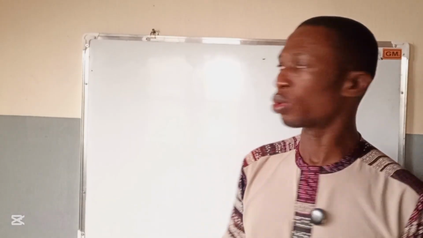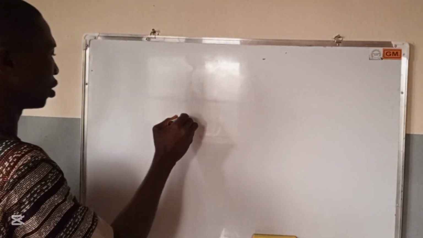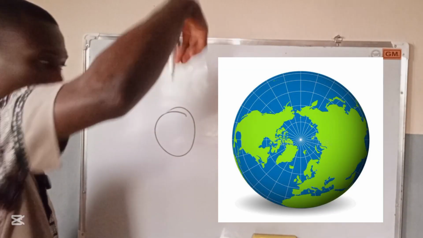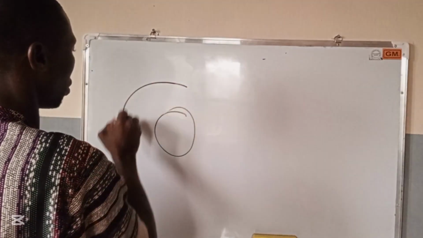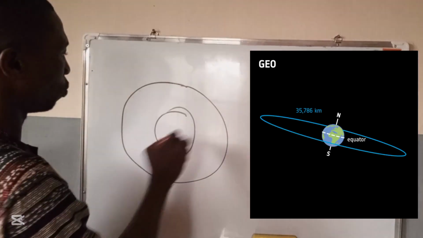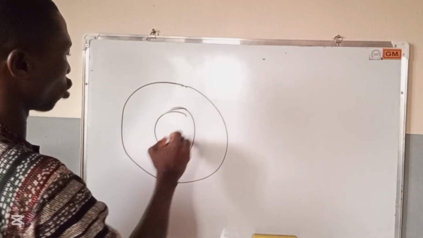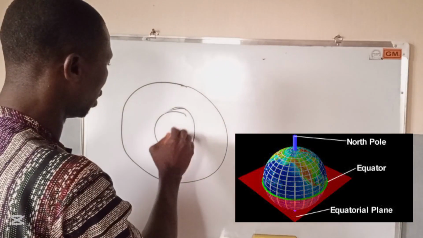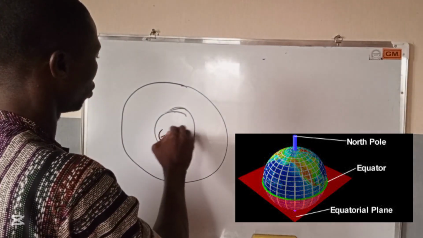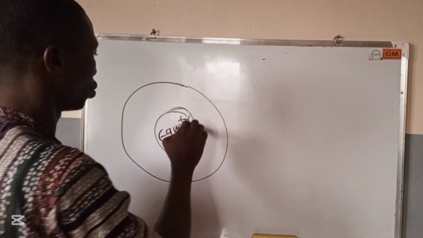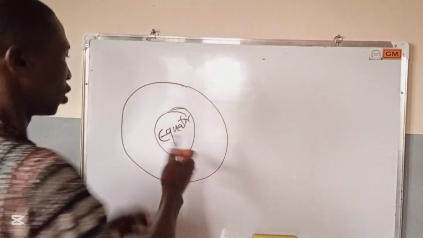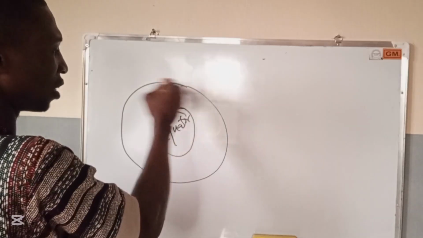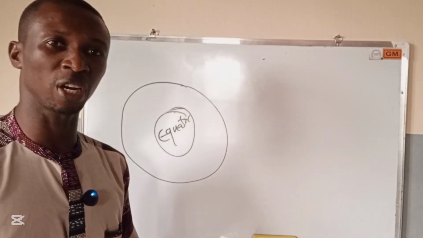Now, these orbits are not just fixed, they are imaginary. Scientists have calculated the distance at which these satellites can be launched so that they can revolve at a specific time. When we talk about the geostationary orbit, let me assume this is the Earth, like you're looking at the Earth from the top. This is the geostationary orbit. If you look at the Earth from the top, let's assume that you cut the Earth into two equal halves. This plane is the equator, just like you cut your orange into two equal halves. Now this is the middle, this is the center. The orbit around this is what we call the geostationary orbit.